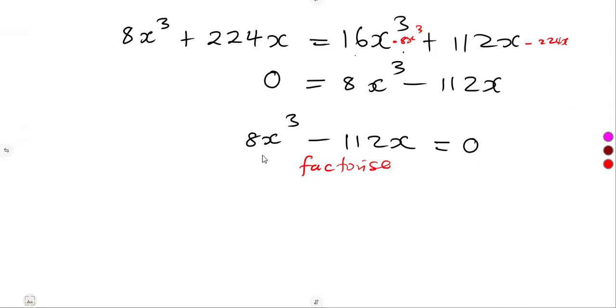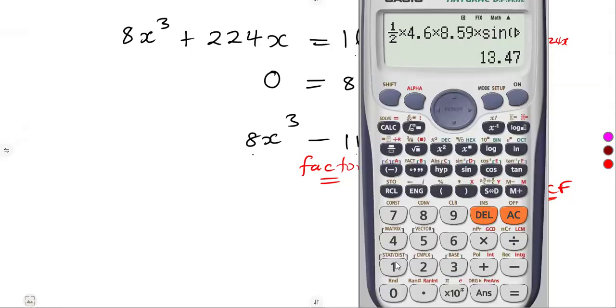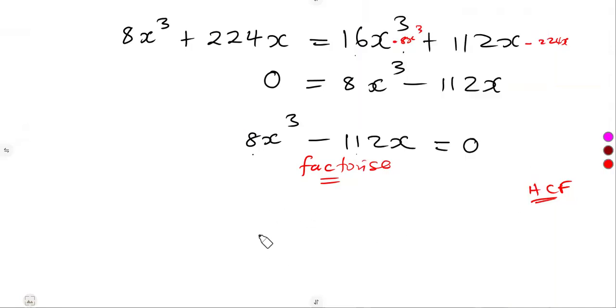We have got two terms, guys. Remember the golden rule of your factorization. Factor out the highest common factor between the two terms. So in terms of the numbers, 8 and 112, that is 8. 112 divided by 8, that is what? 14. So meaning to say, we can factor out 8. Then between x to the exponent of 3 and x, the highest common factor will be what? Will be x, the one that has got what? The smallest power or the smallest exponent. So you're going to factor out 8x.